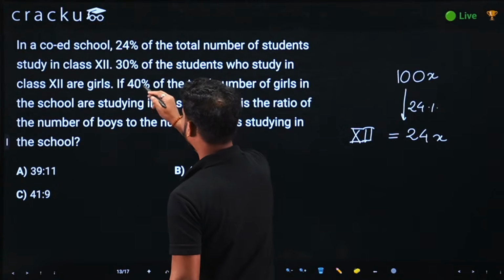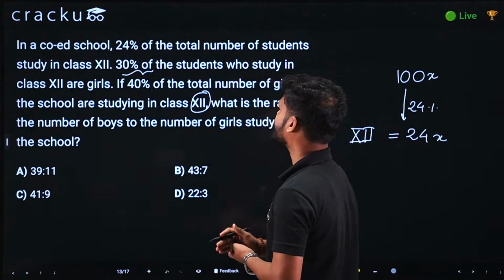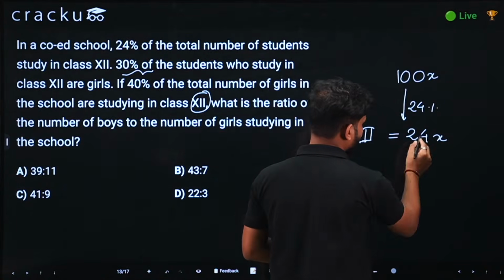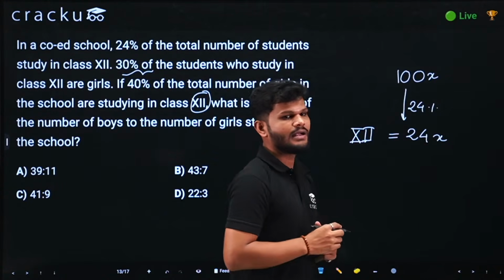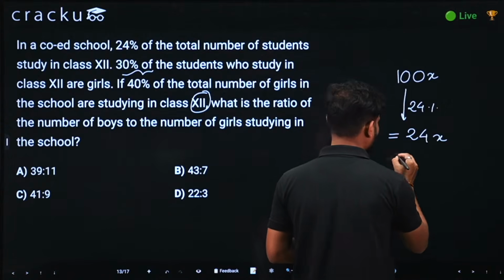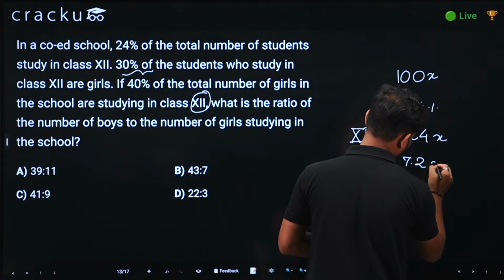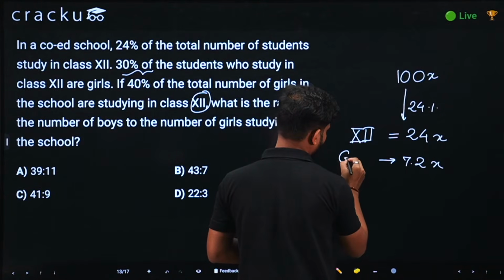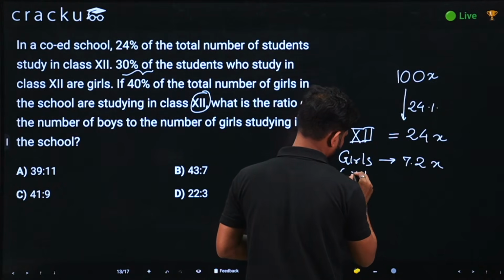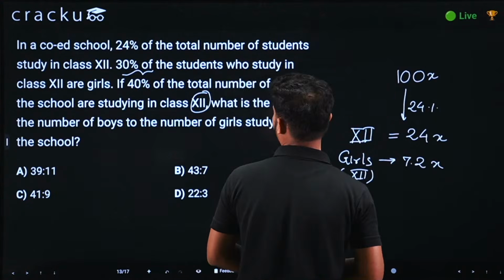Out of them, 30% are girls. So 30% of the students who study in class 12 are girls. So 30% of 24x will be 24x into 30 by 100, which is 7.2x. So the number of girls in class 12 is 7.2x.